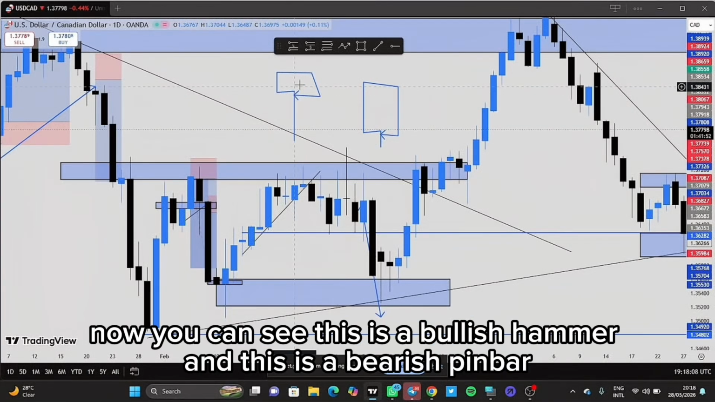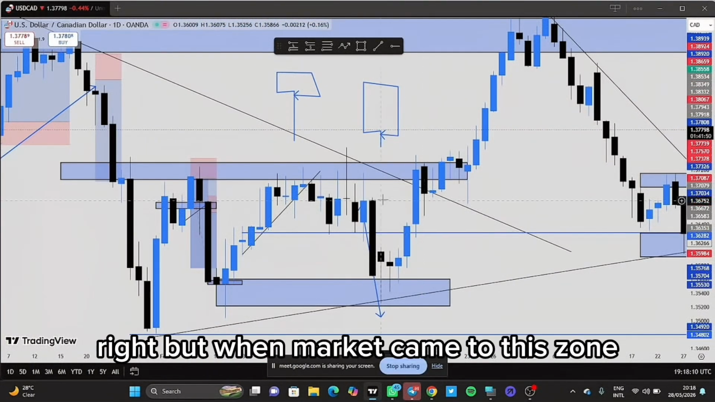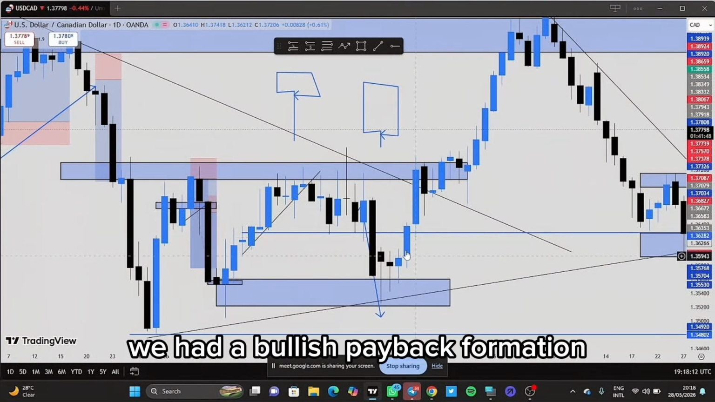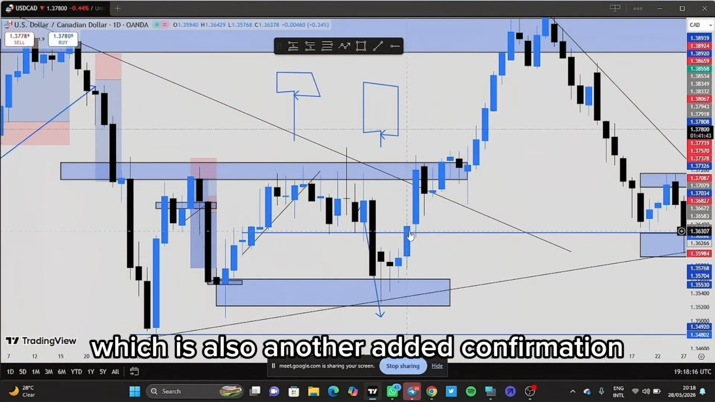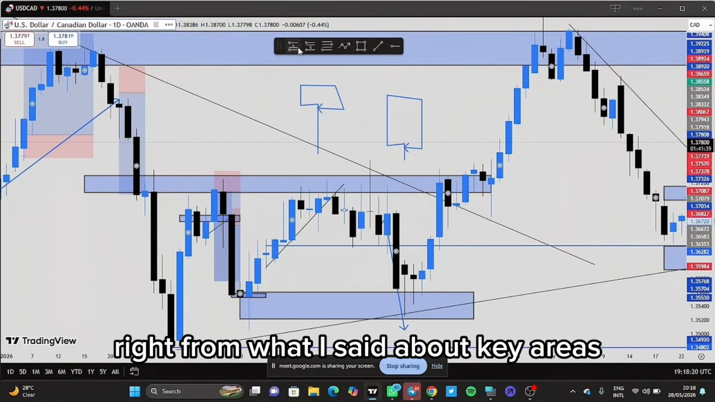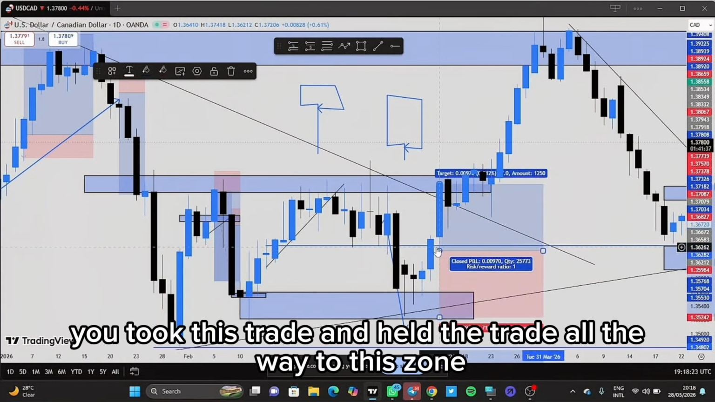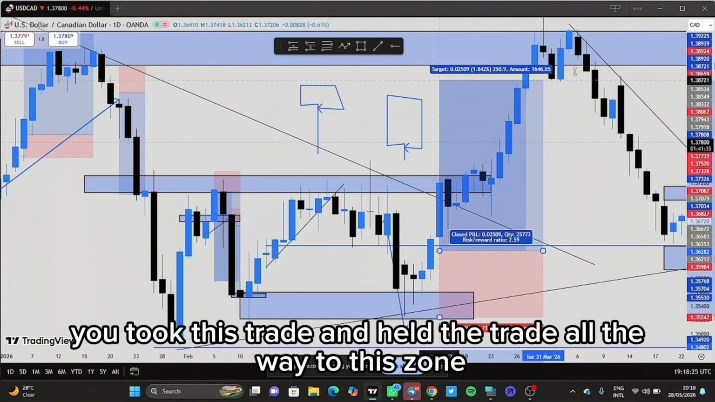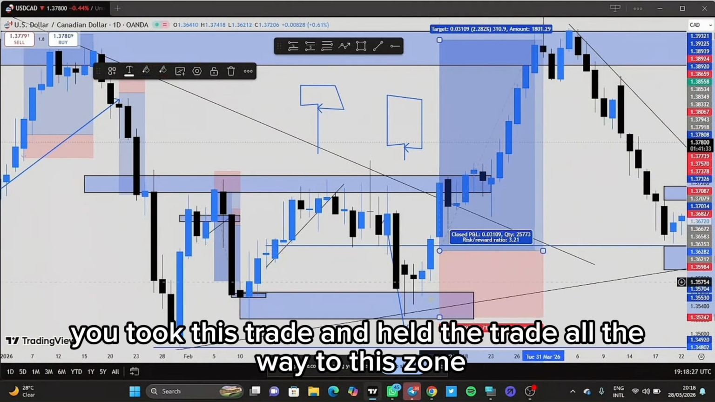Now you can see this is a bullish hammer and this is a bearish pin bar. But when the market came to this zone, we had a bullish pin bar formation, which is also another added confirmation. So imagine you took this trade, from what I said about key areas. You took this trade and held the trade all the way to this zone.